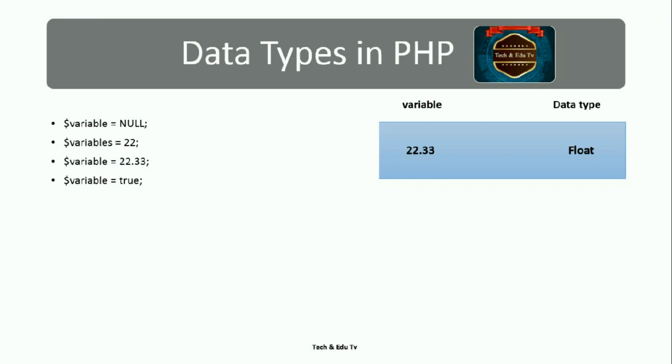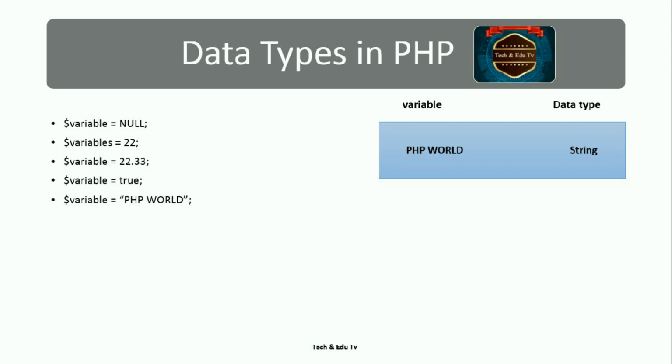Another very important data type in PHP is named Boolean. The Boolean data type contains only two values, true and false. It is most commonly used in decision making applications. Whenever you have a condition or situation where you have to make a decision, you have to use the Boolean data type.